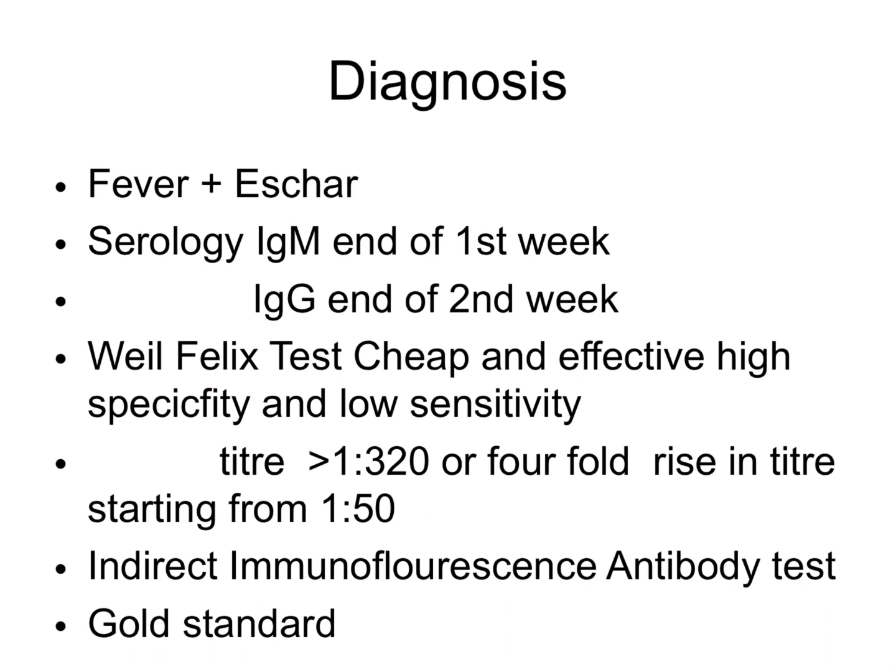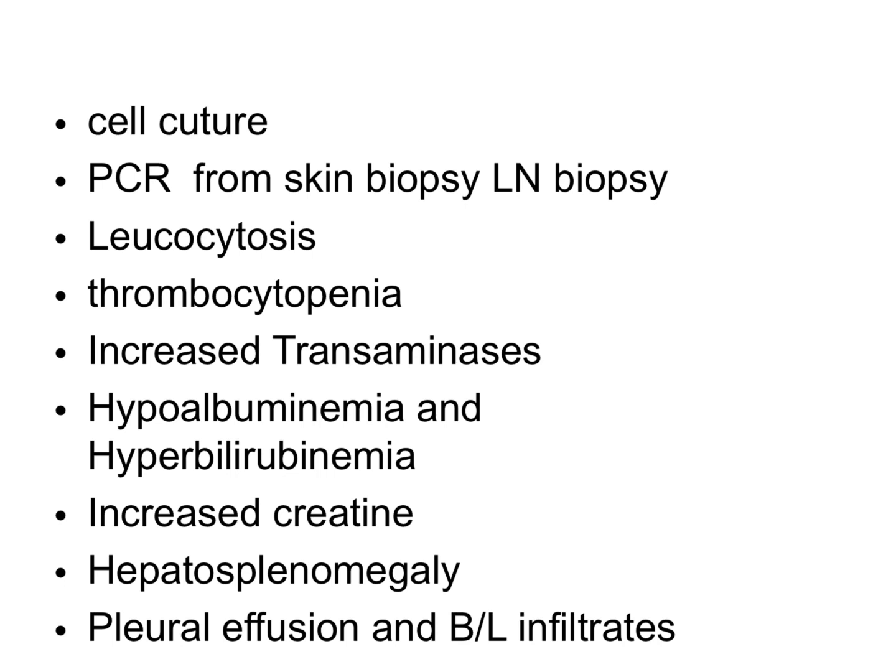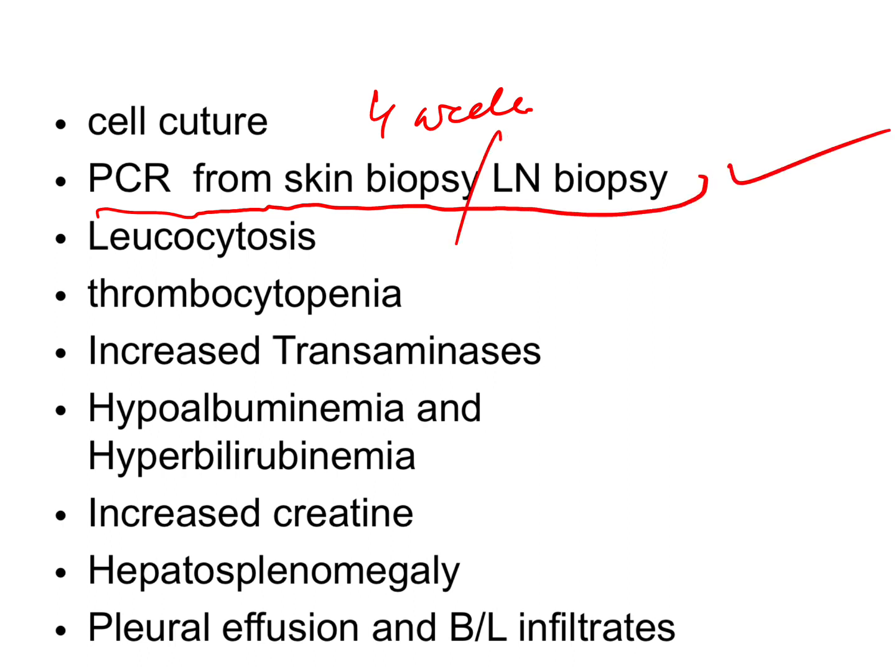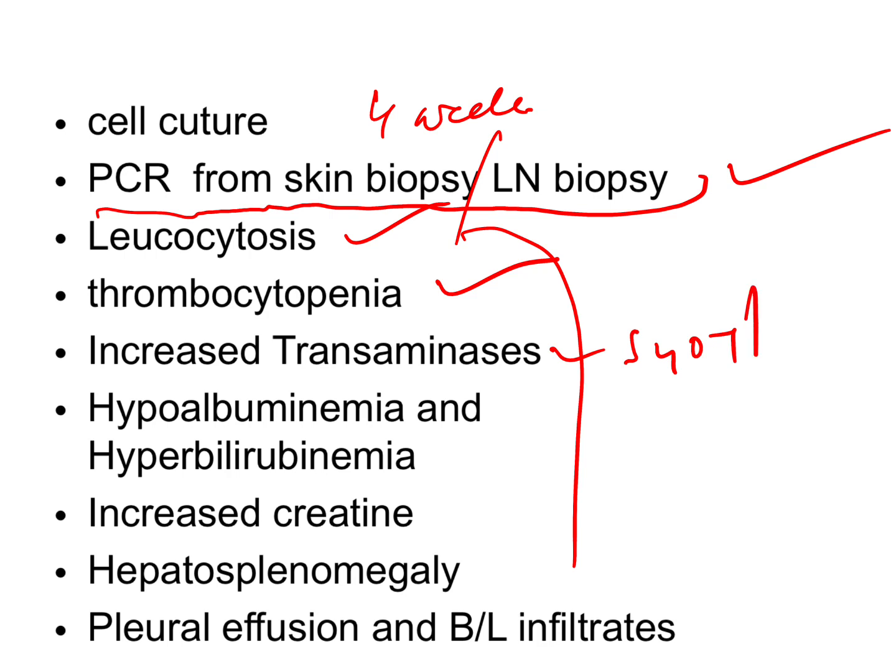This indirect immunofluorescence antibody test basically detects the presence of typhus-specific antibody bound to a smear of scrub typhus antigen, and this can confirm the infection before seroconversion. Moreover, other tests like cell culture are also available, but it usually takes about 4 weeks. PCR, polymerase chain reaction from skin biopsy or lymph node biopsy, can also add to the diagnosis. The patient with scrub typhus will have a blood picture of leukocytosis, thrombocytopenia, and increased SGOT and SGPT levels.